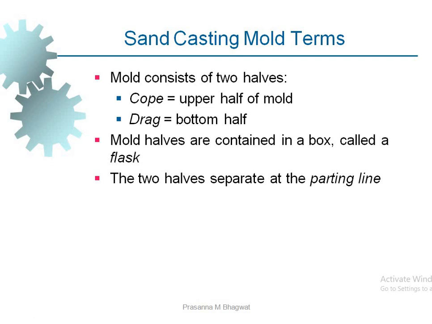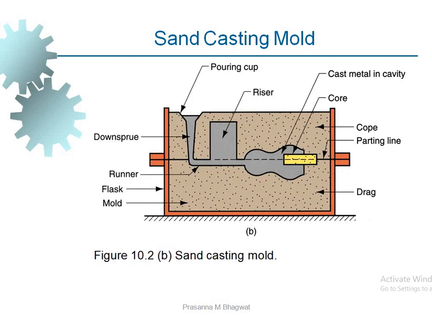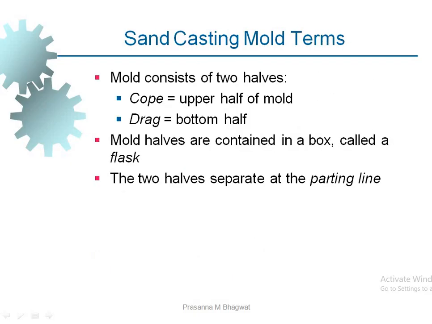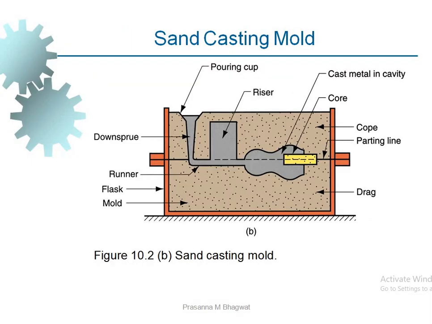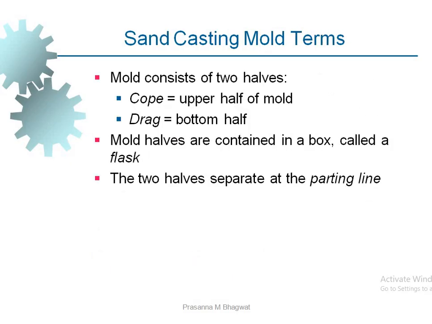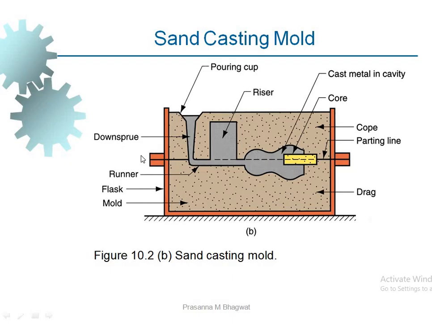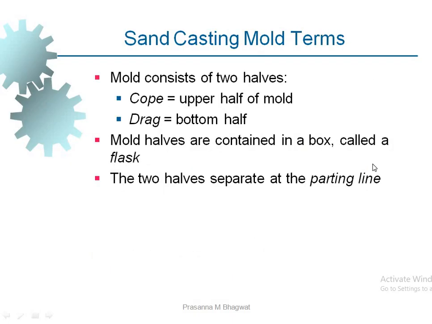So, sand casting mold terms: the mold consists of two halves. One is called the cope, the upper half of the mold, and this is the lower half of the mold, which is called the drag. The mold halves are contained in a box called the flask. So this is a particular flask in which these two mold halves sit, and the two halves are separated by a parting line. So this is the line which separates the cope and drag.